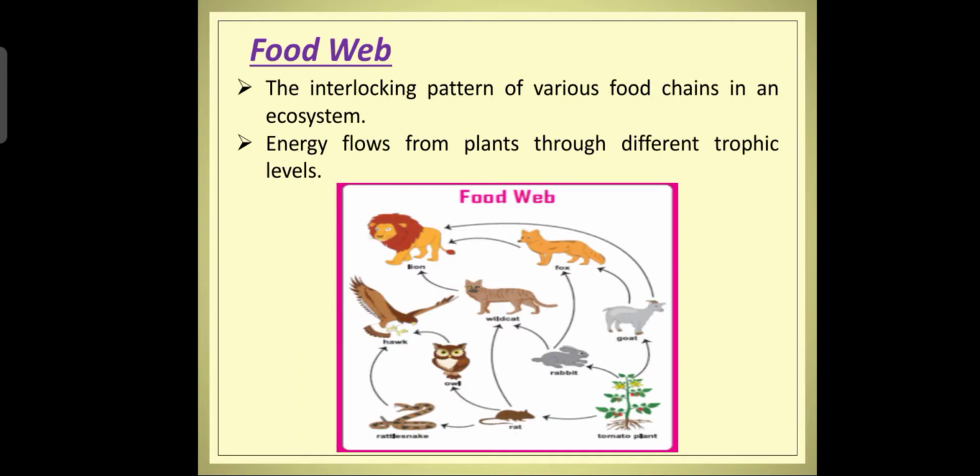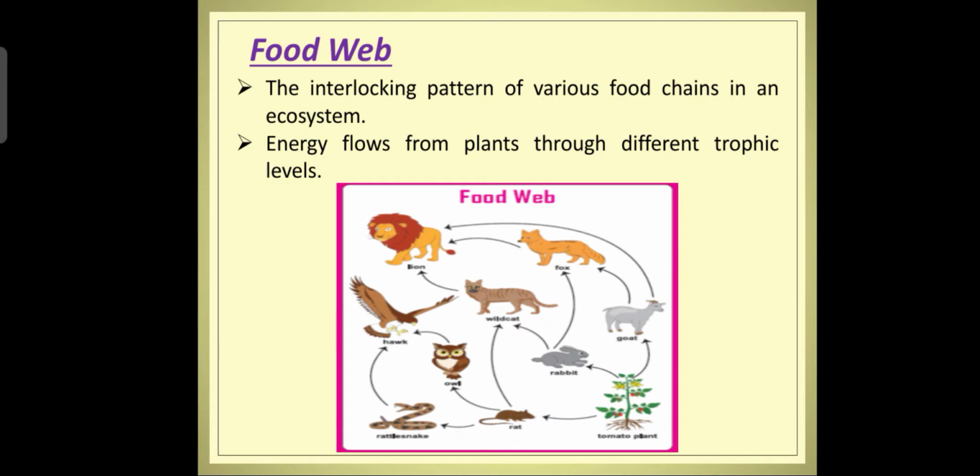The interlocking pattern of various food chains in an ecosystem is called food web. Here, many food chains are interconnected where different types of organisms are connected at different trophic levels so that there is a number of opportunities of eating and being eaten at each trophic level. See this picture here. Grass may be eaten by rats, rabbits and goats. This may be eaten by carnivores in the next two trophic levels. So, there is an interlocking of various food chains.